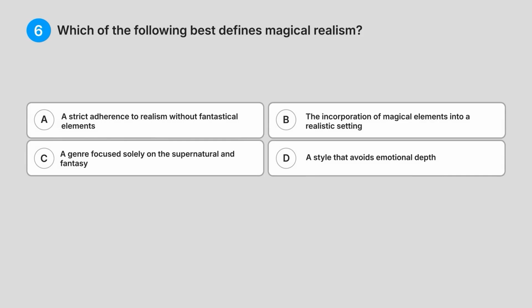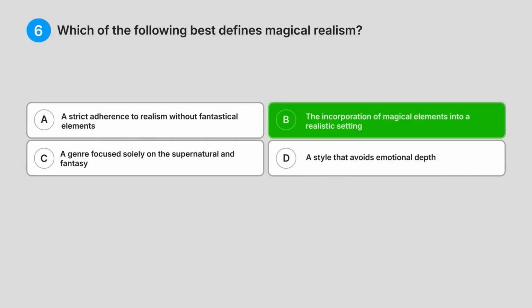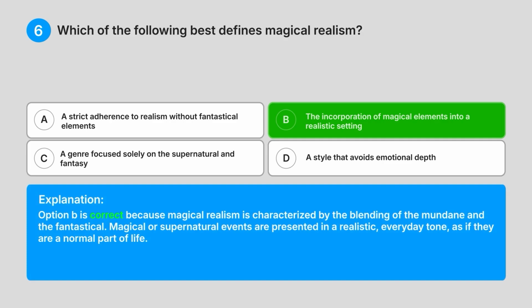Correct answer, B. The incorporation of magical elements into a realistic setting. Explanation: Option B is correct, because magical realism is characterised by the blending of the mundane and the fantastical. Magical or supernatural events are presented in a realistic, everyday tone, as if they are a normal part of life.